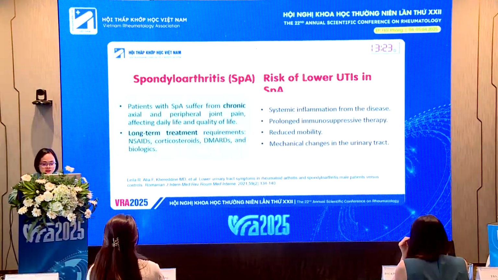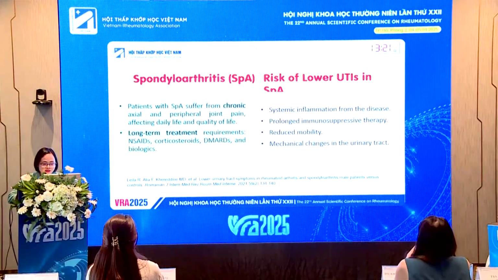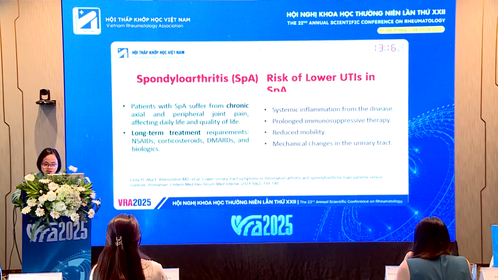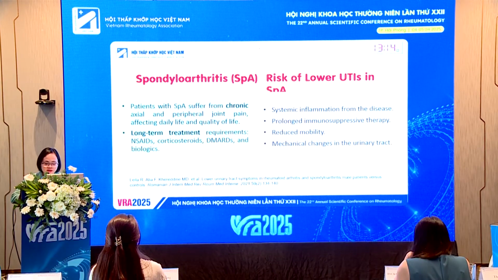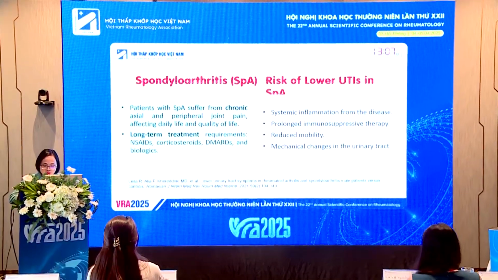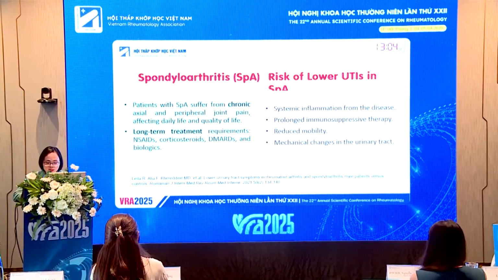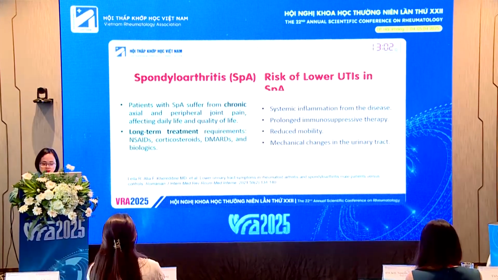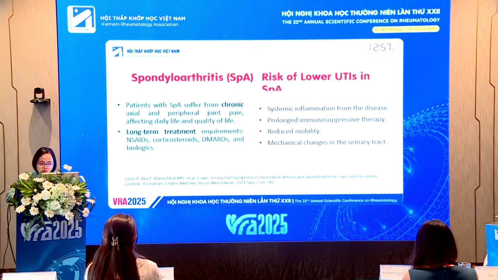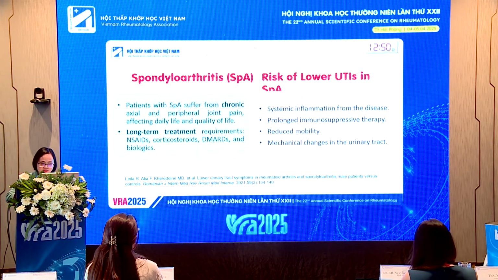Patients with SPA often suffer from chronic back pain and peripheral joint pain, affecting daily life and quality of life. The long-term treatment often includes NSAIDs, corticosteroids, DMARDs, and biologics. The increased risk of lower UTIs in SPA patients may be attributed to systemic inflammation from the disease, prolonged immunosuppressive therapy, reduced mobility, and mechanical changes in the urinary tract.